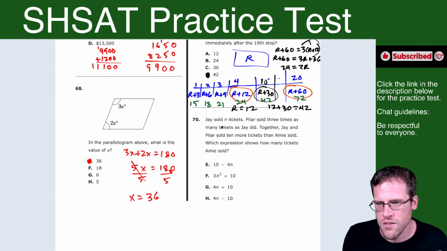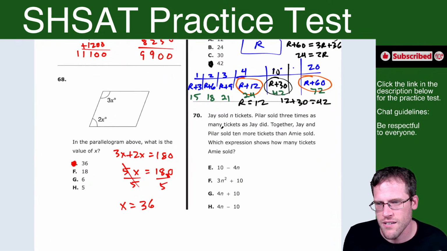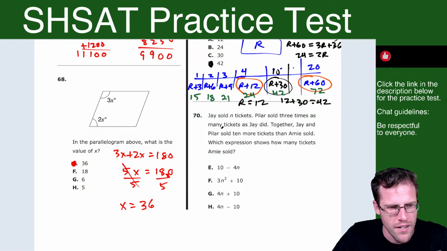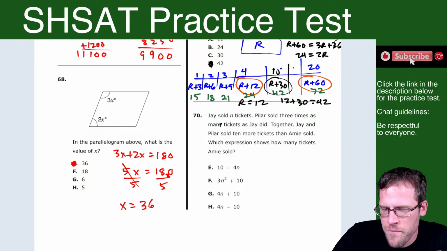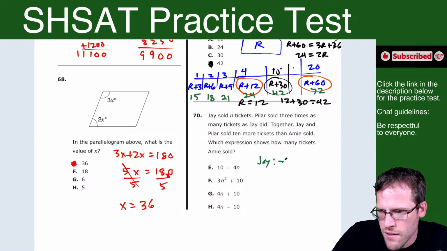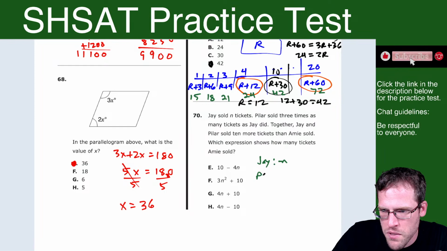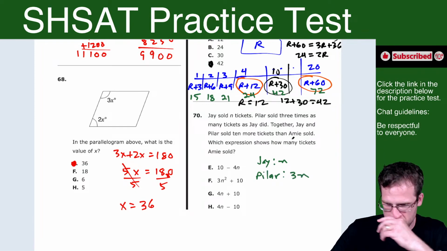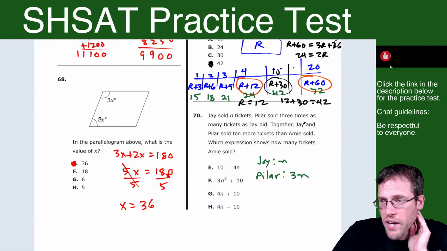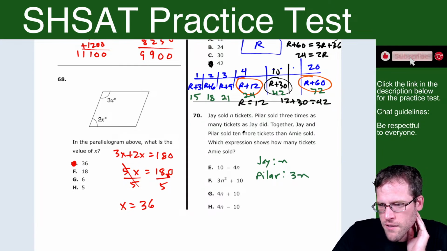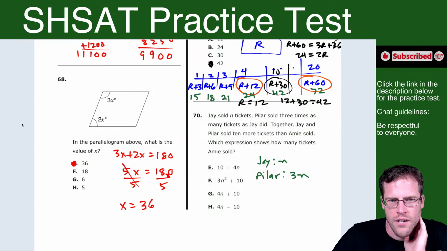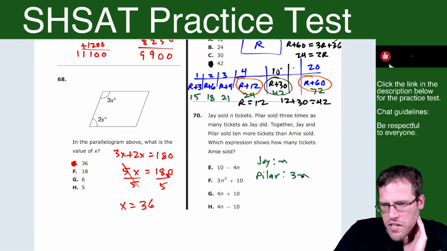All right, let's see. Jay sold N tickets. It's like a very bear trappy question. Jay sold N tickets. So Jay, you're N. Pilar sold 3 times as many tickets as Jay. So Pilar, you are 3N. Together, Jay and Pilar sold 10. Ooh, all right, let's see. So together, that's N plus 3N is 4N.